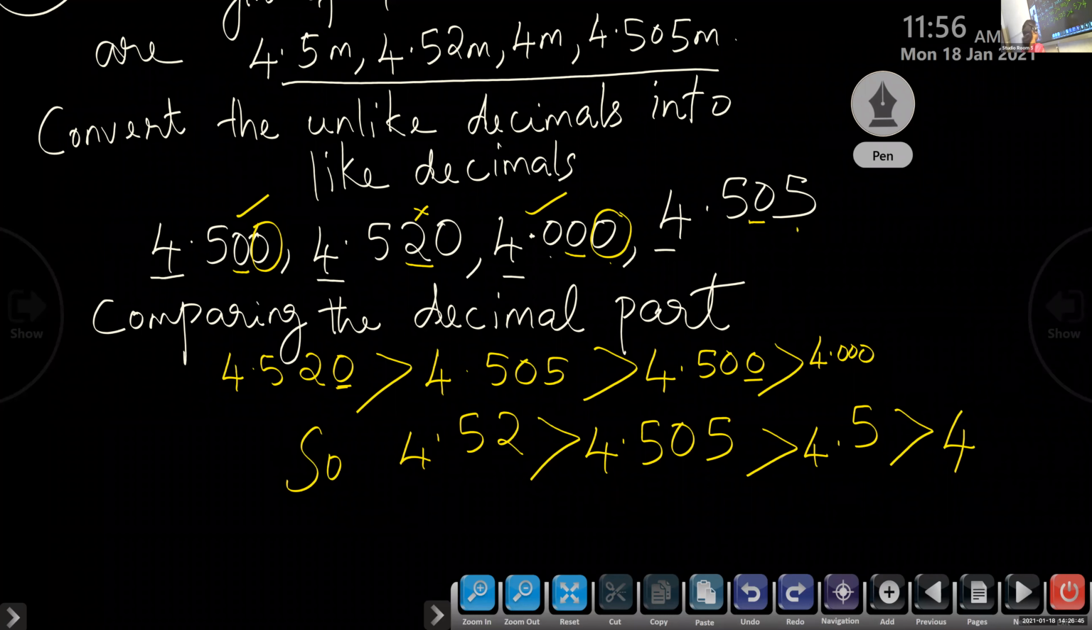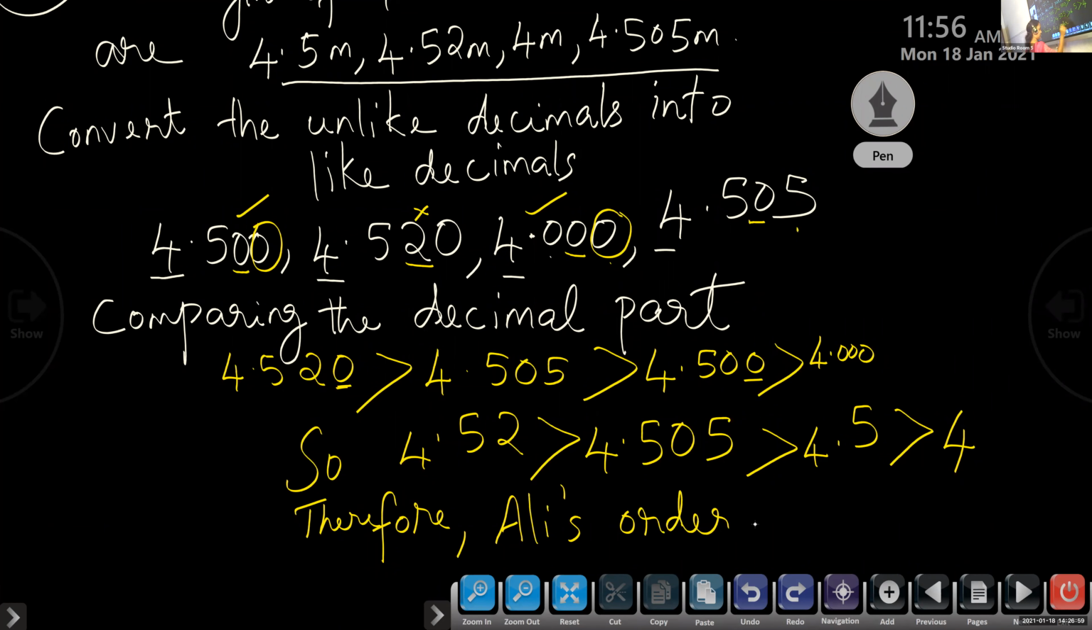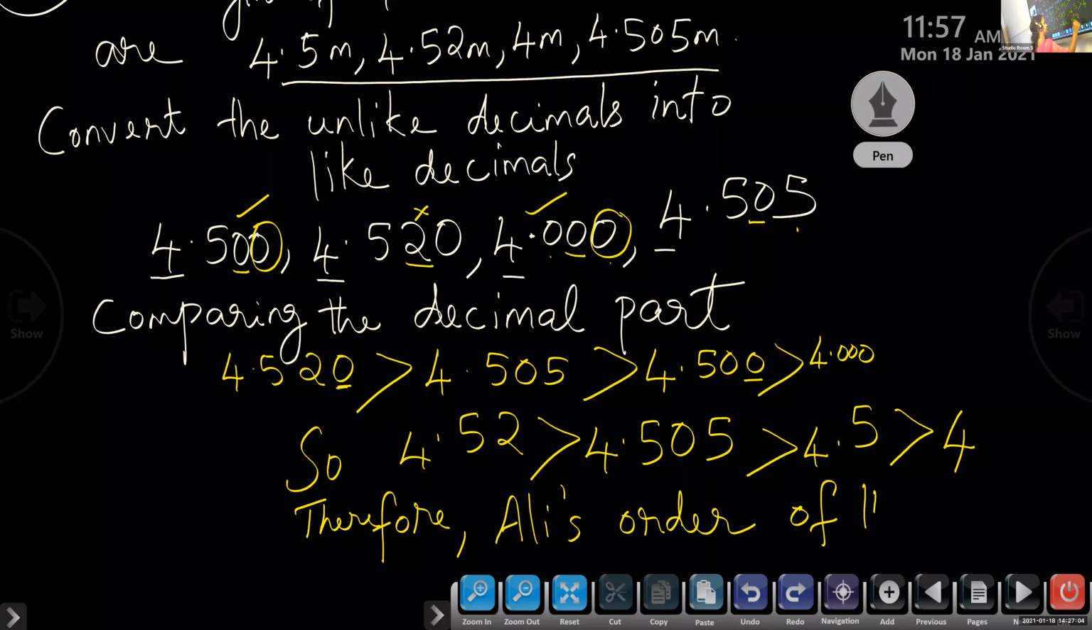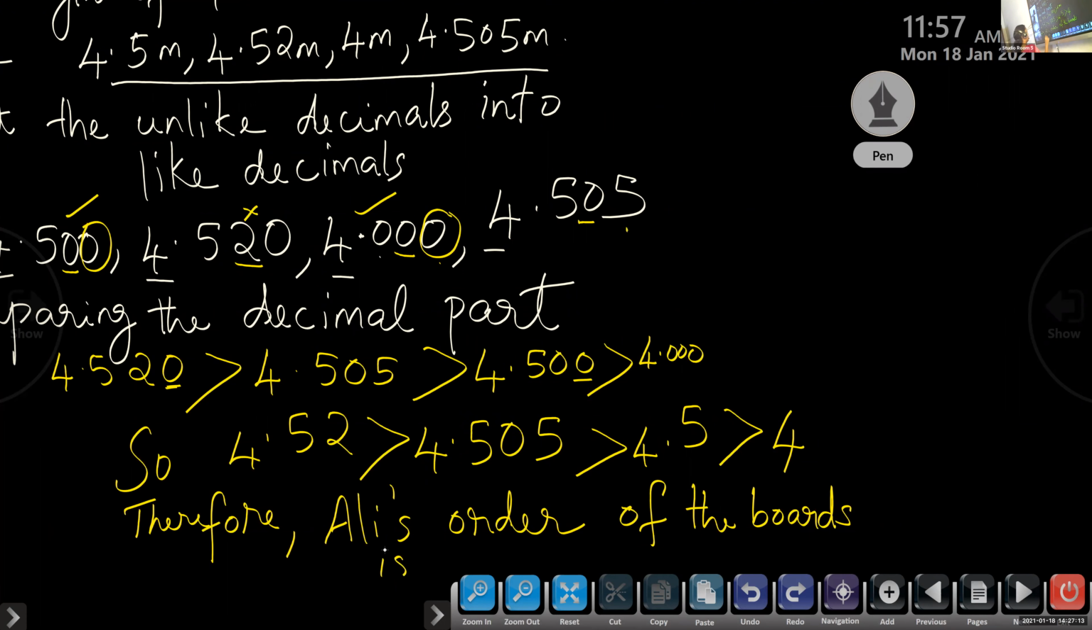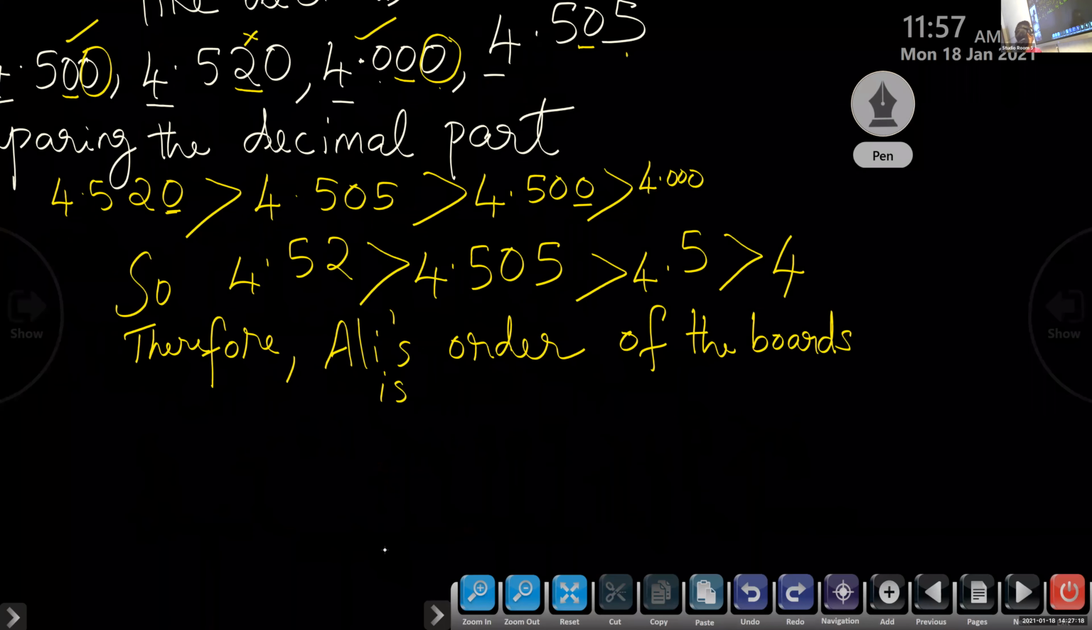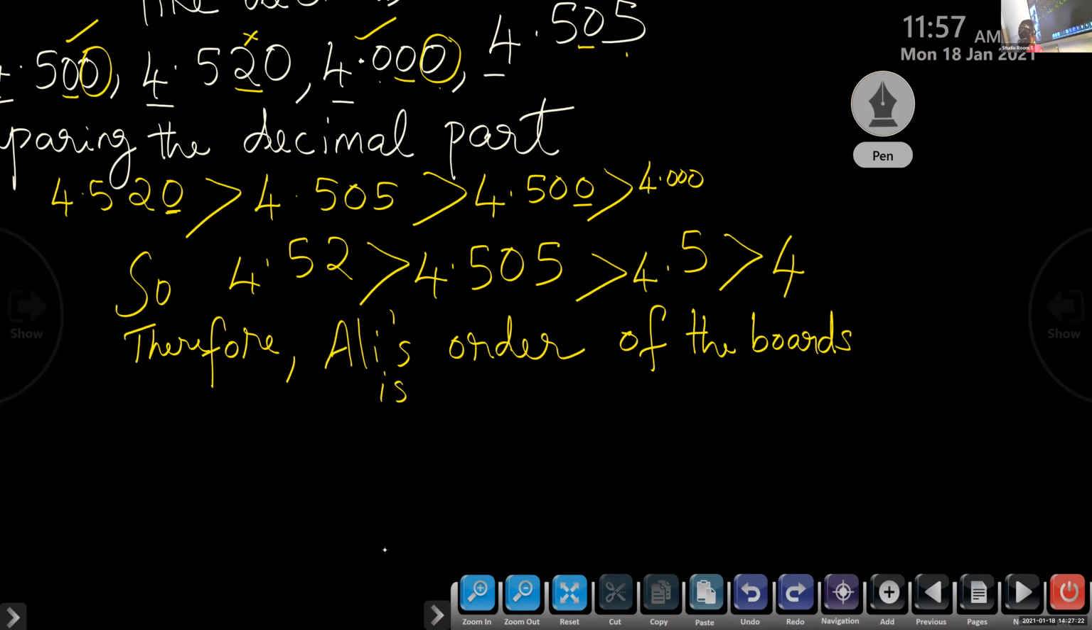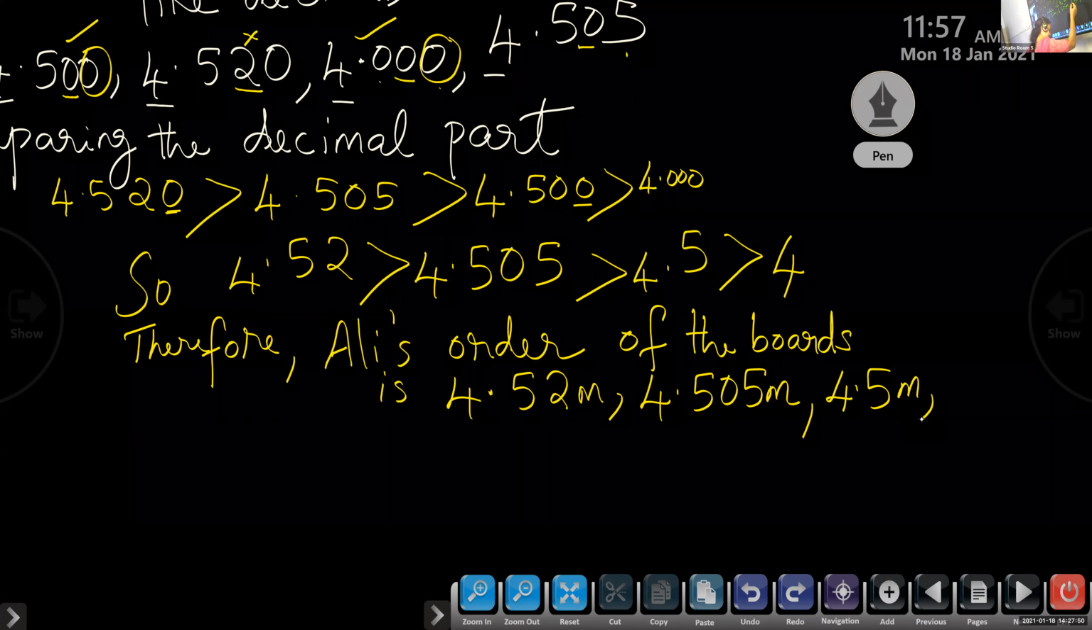Therefore, Ali's order of the boards is, write the same, 4.52 meter, comma, 4.505 meter, comma, 4.5 meter, then we have 4 meter. We will write the numbers in the same descending order.